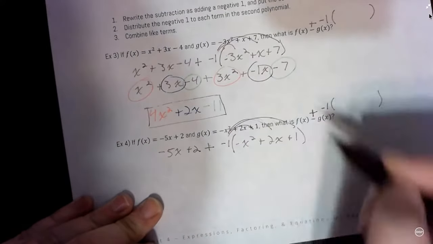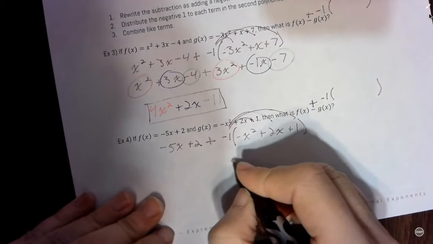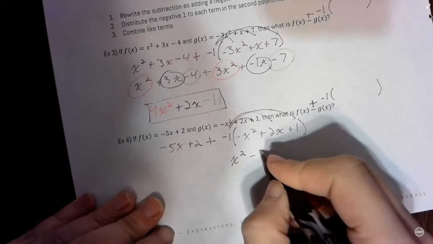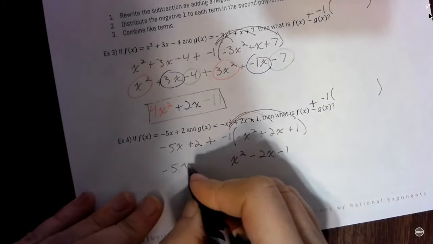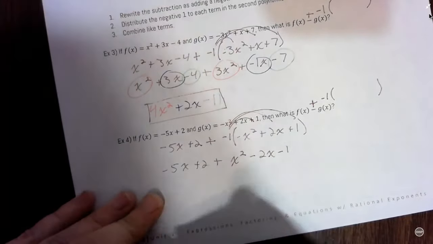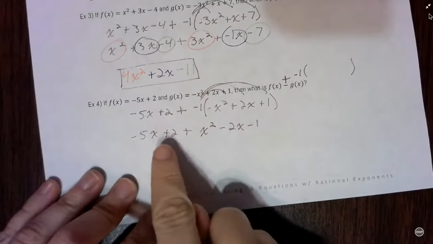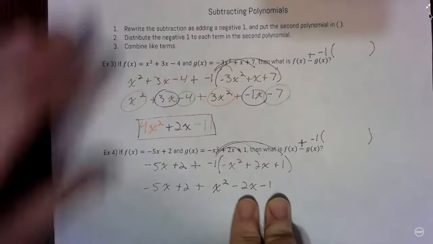Bam, bam, bam. So negative 1 times negative x squared is just positive x squared. Negative 1 times 2x is negative 2x. Negative 1 times 1 is negative 1. And then go ahead and write down f of x again. Just like that. So now I basically have an addition problem just like these. So I'm just going to combine like terms.